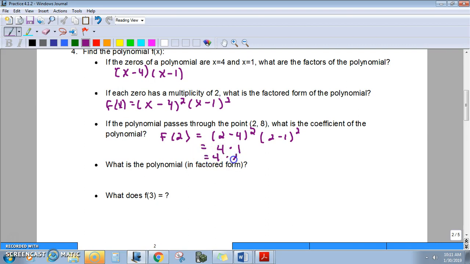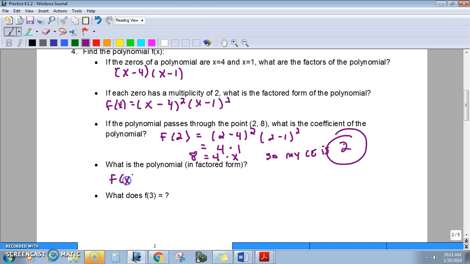So positive 4 times what will give me my output? What was my output supposed to be? 8. Well, 2. So my coefficient is 2. My coefficient is 2. What is the polynomial in factored form?